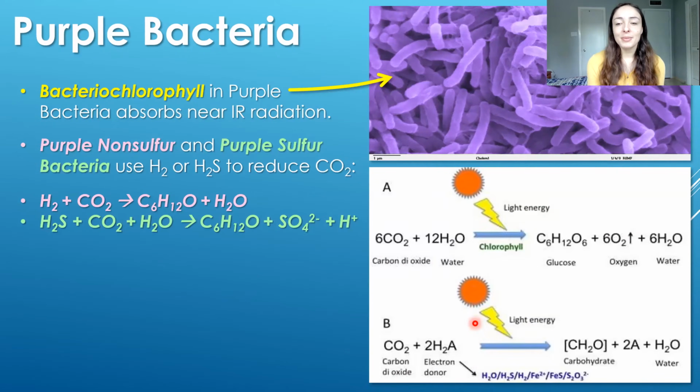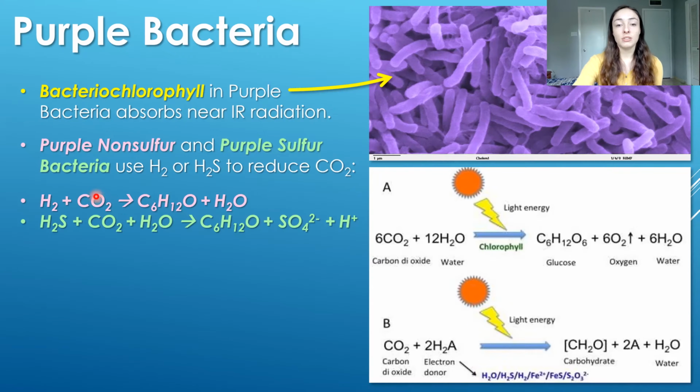So let's talk about them. First, purple bacteria. Basically, bacteriochlorophyll, that pigment we talked about earlier, is used in purple bacteria and absorbs near infrared radiation. And purple bacteria can be broken up into both purple non-sulfur and purple sulfur bacteria, named basically because one uses sulfur and one doesn't. And so purple non-sulfur bacteria can use hydrogen-2, or molecular hydrogen, as an electron donor and CO2 as an electron acceptor, and make basically organic carbon, this is glucose, and water as the products of their metabolism.